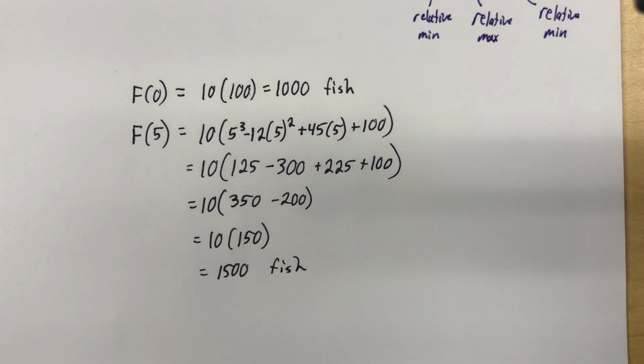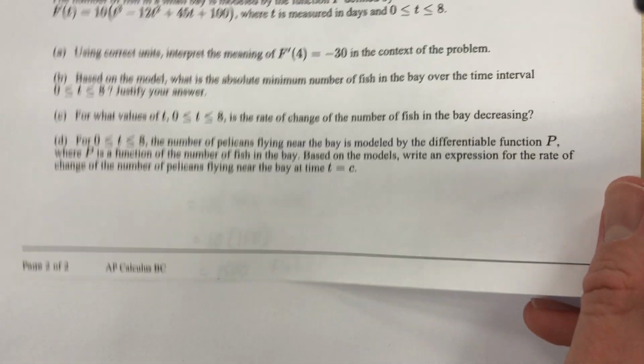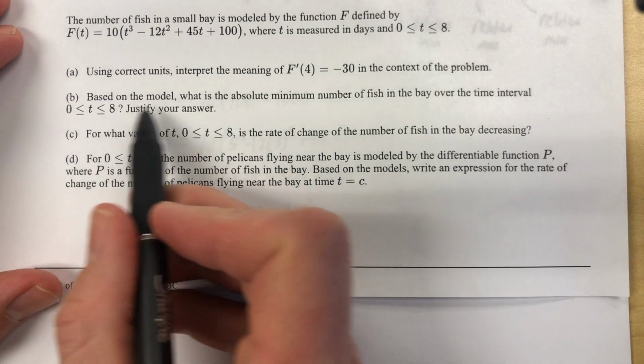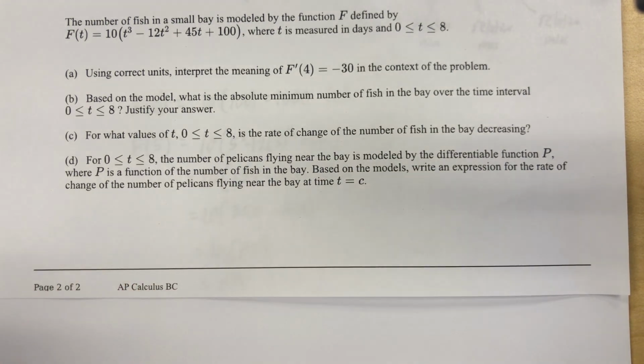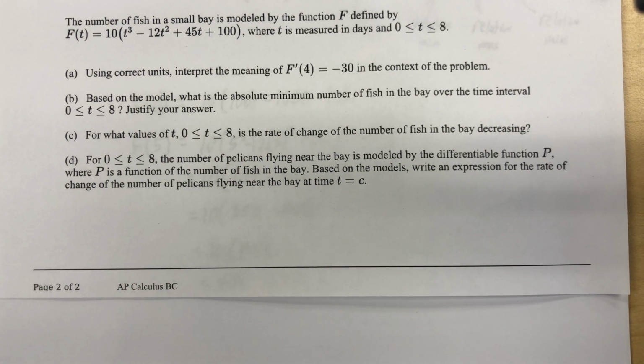Okay, now we have found the minimum number of fish, but we really need to talk about this because they did say justify your answer. Let's make sure that we're actually answering the full question. And the full question is, based on the model, what's the absolute minimum number of fish? Okay. And justify your answer. So let's start justifying things a little bit here.